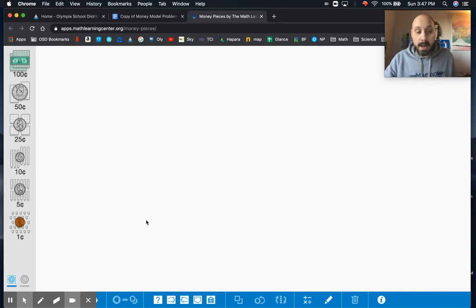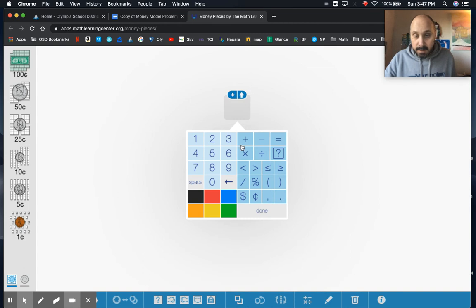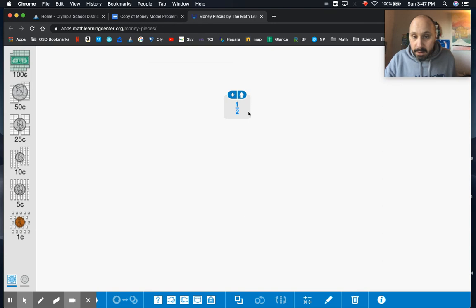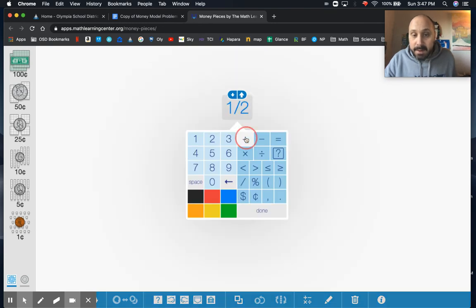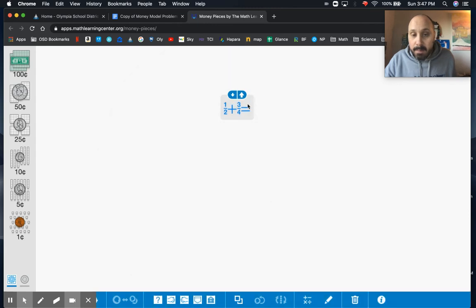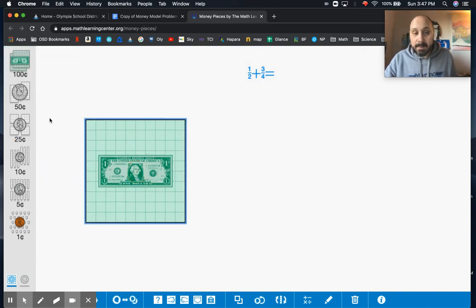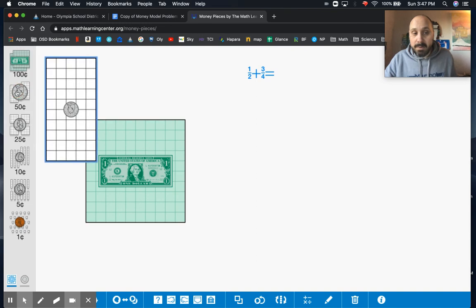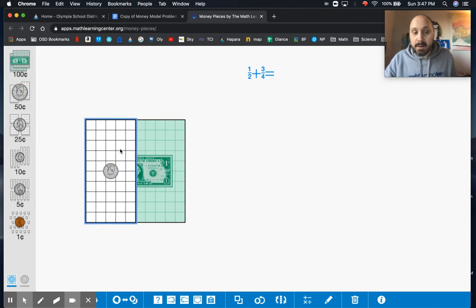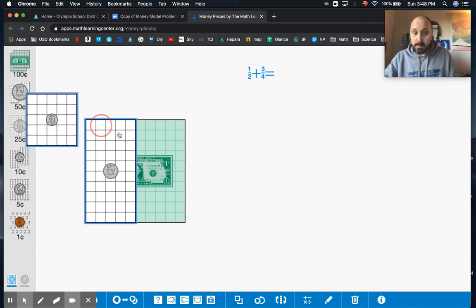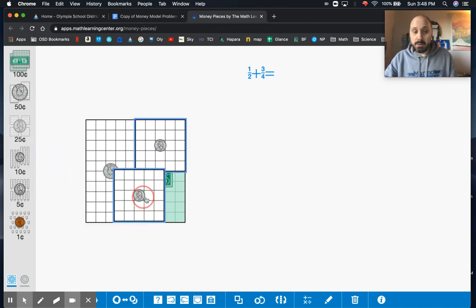So the problem was, let's do 1/2. No, Mr. Mac. 1/2 plus 3/4. So that's our problem. So I want to start with my dollar, and I'm going to start with the half. So I'm going to pull my half over here. So I have the half done, but now I need to add 3/4. So I'm going to add 3/4, right? So here's my quarters. So I'm going to add 1, 2.